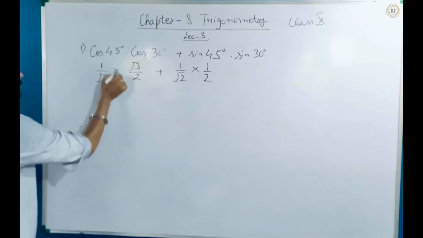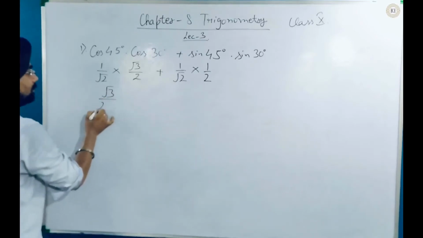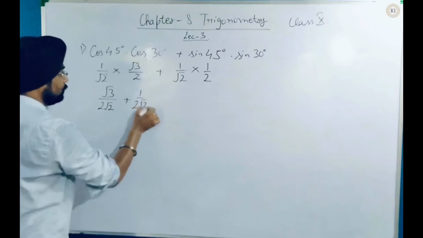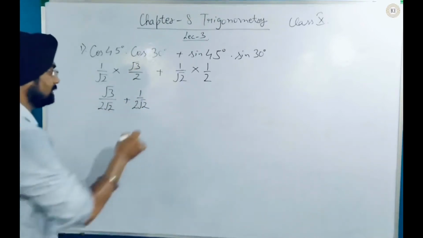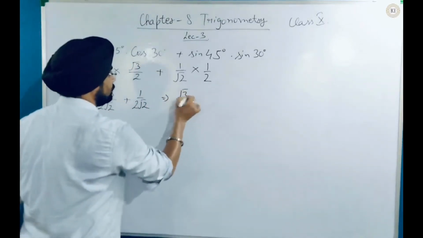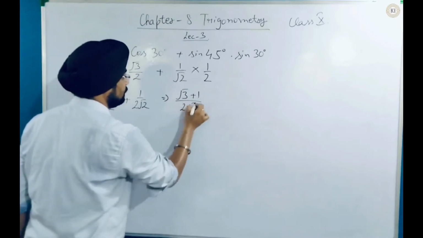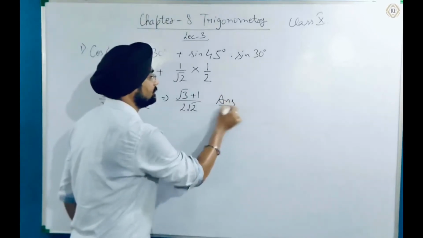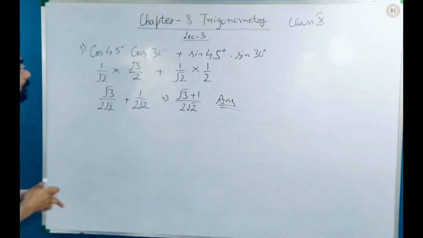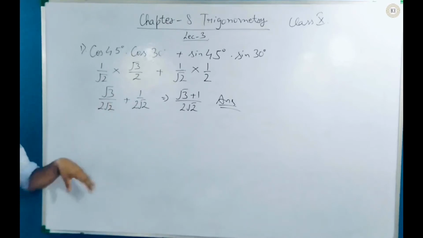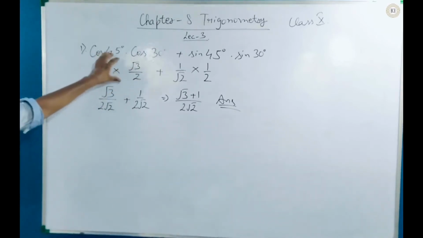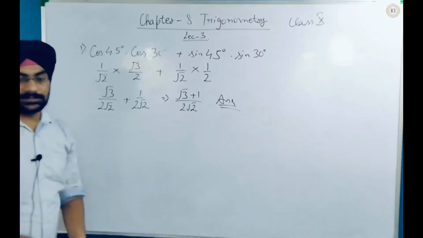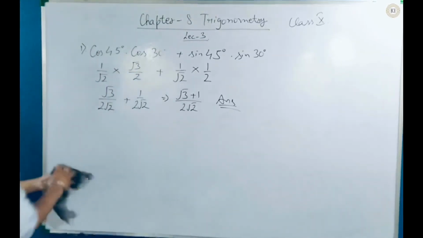So here it will come root 3 upon 2 root 2 plus 1 upon 2 root 2. Now 2 root 2 is the LCM. So when you solve, it will come root 3 plus 1 upon 2 root 2, and this will be our answer. In this type of question, we just have to learn the values and put the values in the question, solve it, and we will get the result. Now let us see another question from trigonometric angles.